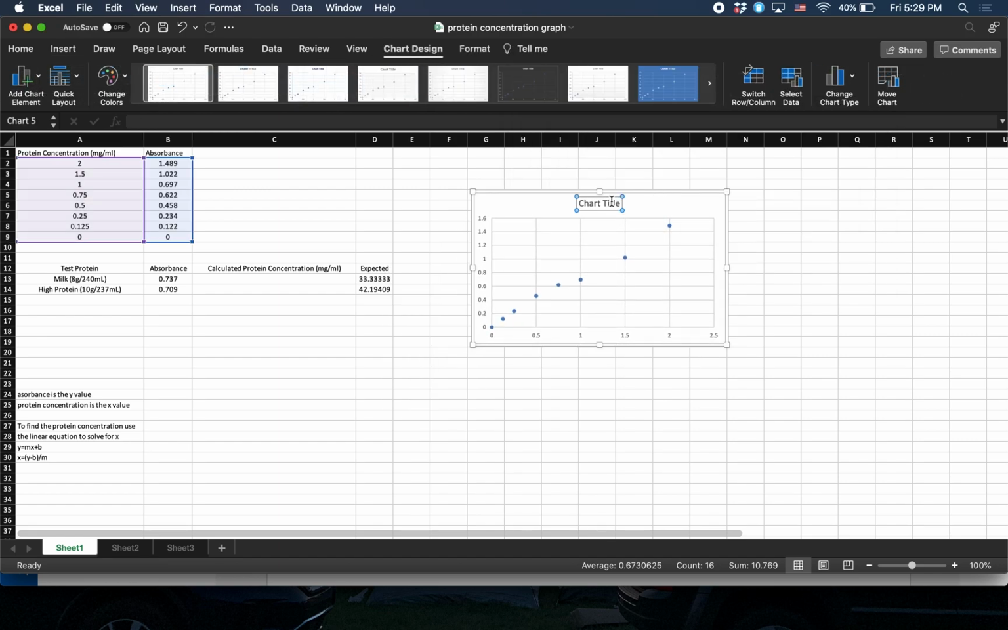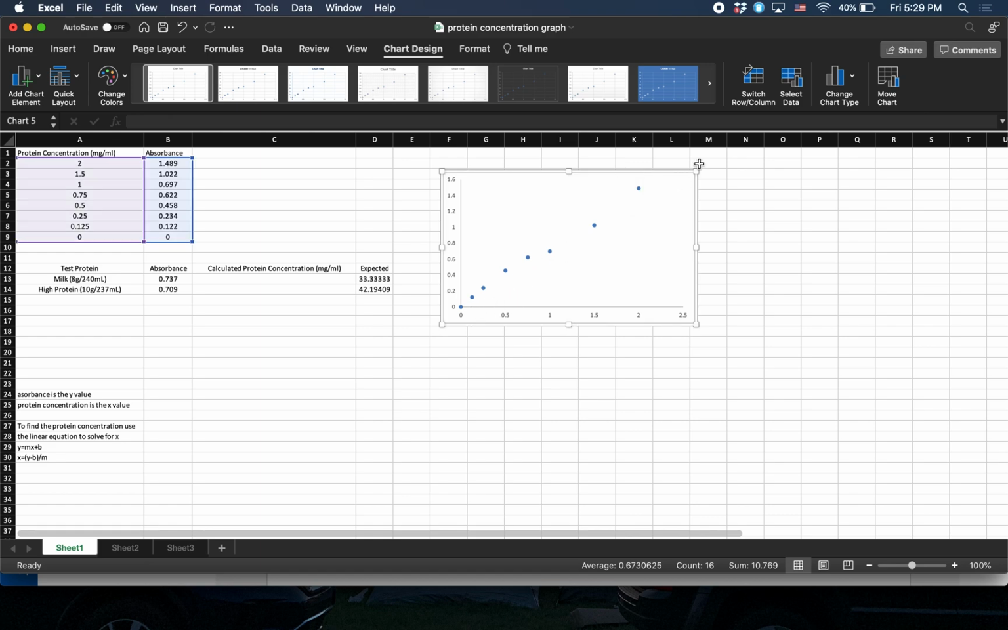From my plot, I'll just get rid of my title and my grid lines, because I do not need them. That way you can see your scatter plot dots and see how linearized they are. And they're pretty linear. Could be more linear, but it's okay. So from this, we will get the linear equation and the R squared. And the R squared just tells you how linearized your data points are.